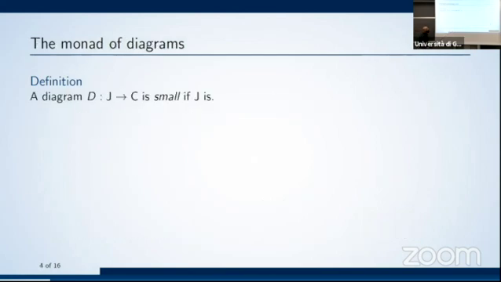So first of all, this work is conceptually not particularly hard. The hard part is taking care of size issues, because we don't just want to do pre-orders, so we have to make sure that all these colimits exist. So a diagram is small if it's indexed by a small category.